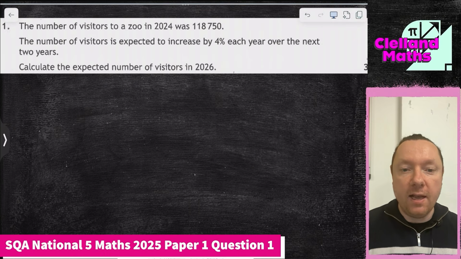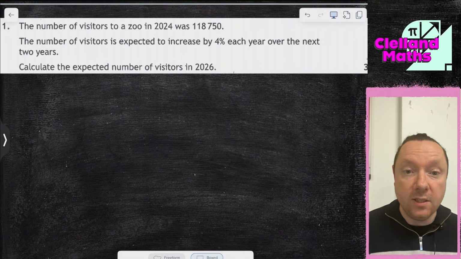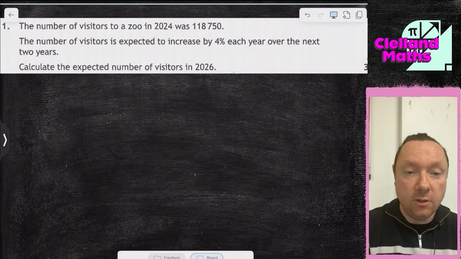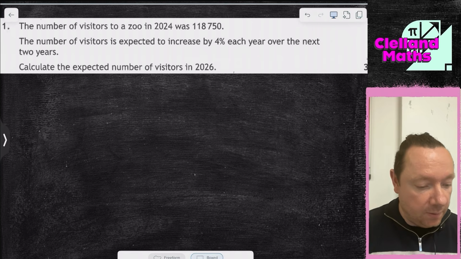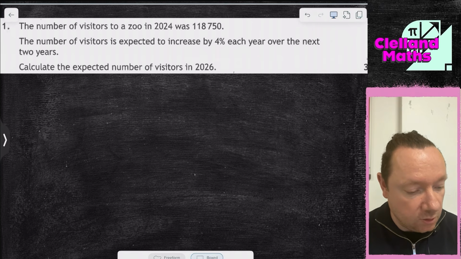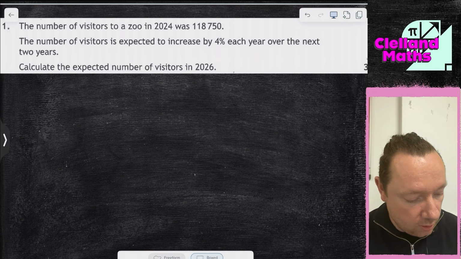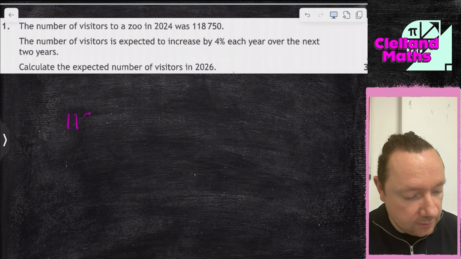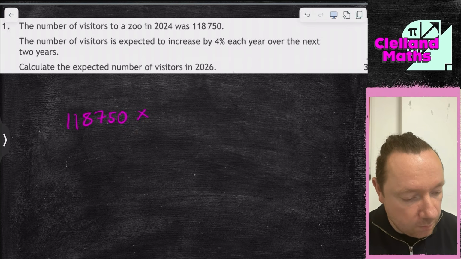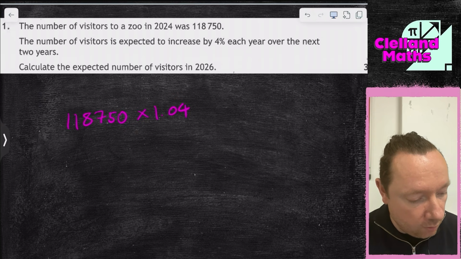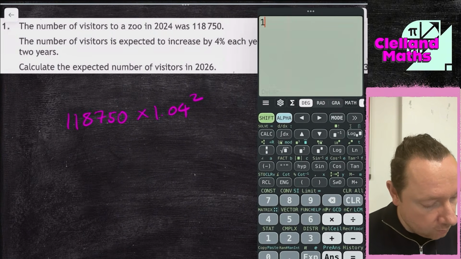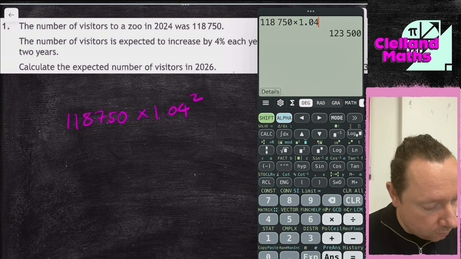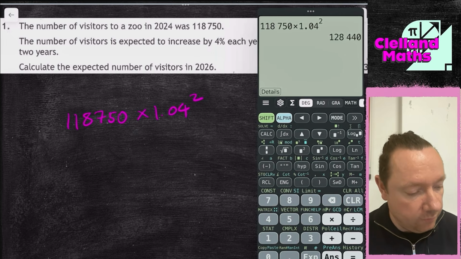SQA National 5 Maths 2025, Paper 2, Question 1. The number of visitors in a zoo in 2024 was 118,750. The number of visitors is expected to increase by 4% per year over the next 2 years. What's the number of visitors in 2026? So we just do 118,750 times 1.04 to the power of 2. So in my calculator, 118,750 times 1.04 squared is 128,440.